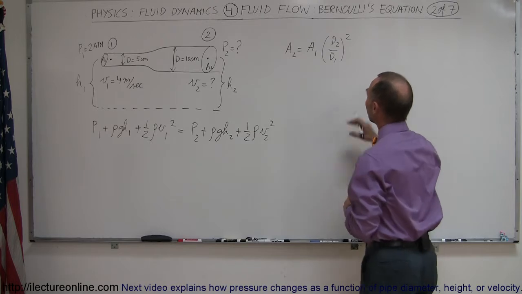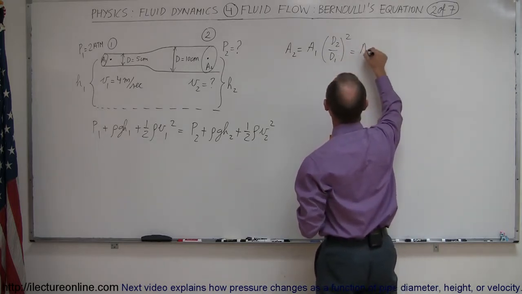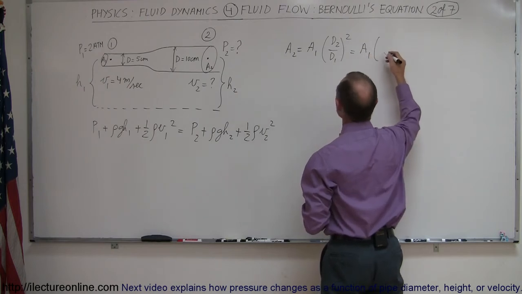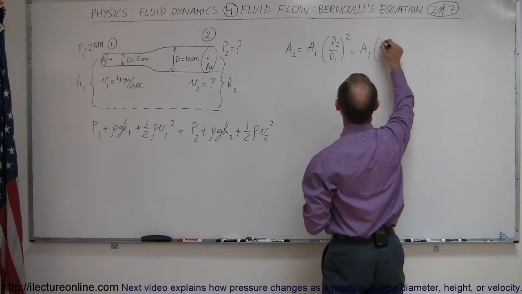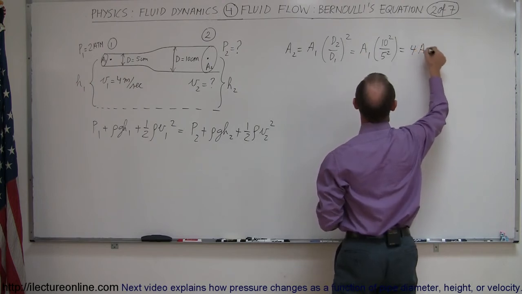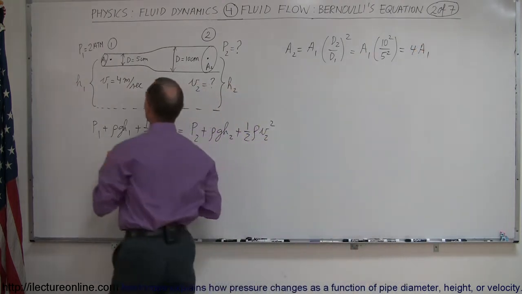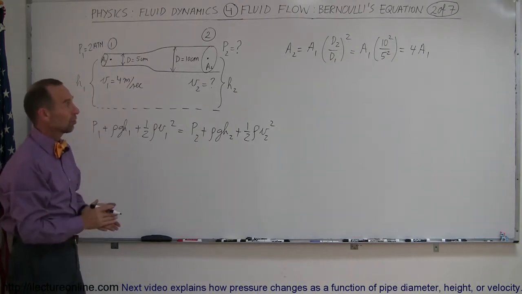All right, then if D2 is twice as big as D1, this is equal to A1 times, let's say here, 10 squared over 5 squared. That would be 100 over 25, or 4 times A1. So we can see by doubling the diameter of the pipe, we quadruple the cross-sectional area.